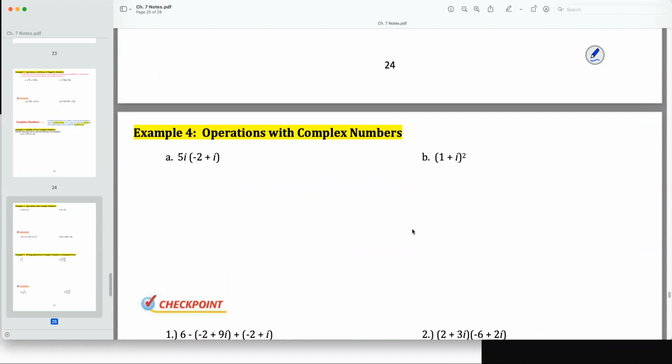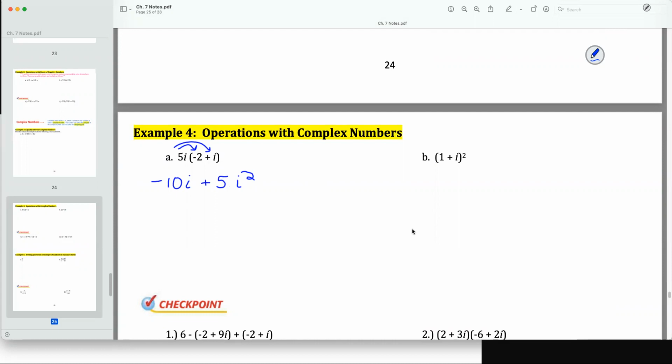So this is going to require us to use the distributive property, since the inside stuff, we don't have like terms here. So we multiply 5i times negative 2, multiply the 5 times the negative 2, that's negative 10, and then attach the i to it, that's negative 10i. And then we multiply the 5i times another i, and that's going to be 5i squared.